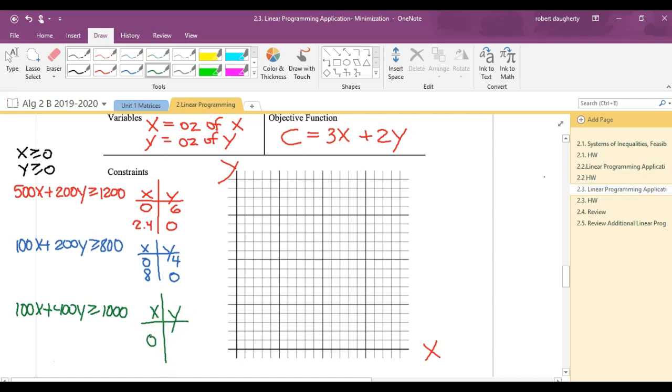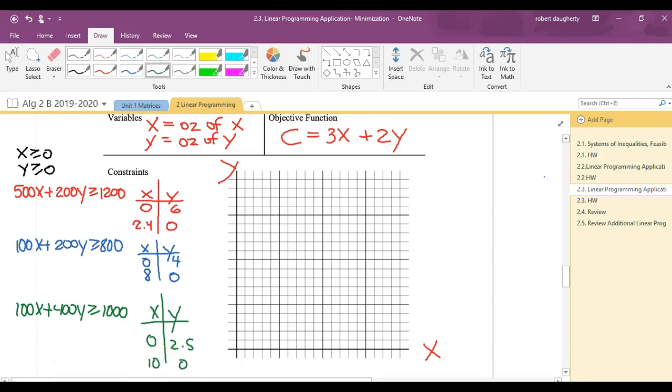Okay. X and y. If x is 0, y is 1,000 over 400. That's what, 10 fourths, which is 5 halves, which is, come on guys, this is called arithmetic. It's 2.5, okay? You can use your calculator for that. So 10 over 4 is 5 over 2, 2.5. If y is 0, what is x? 10, okay?